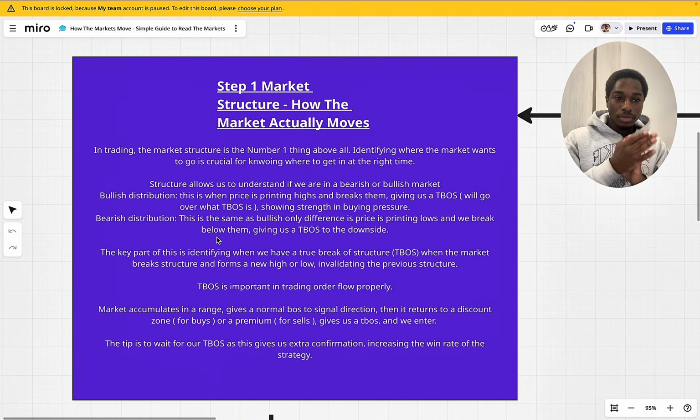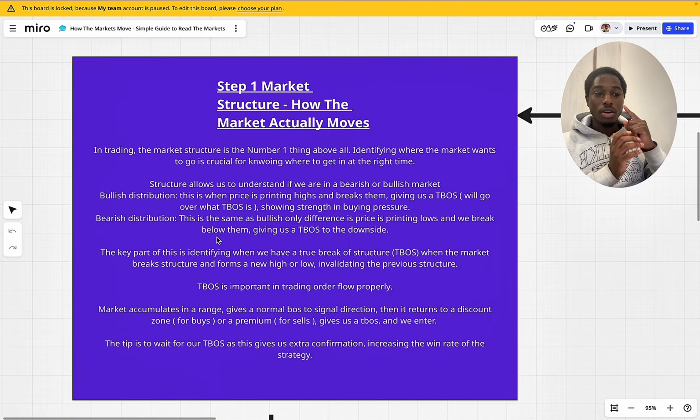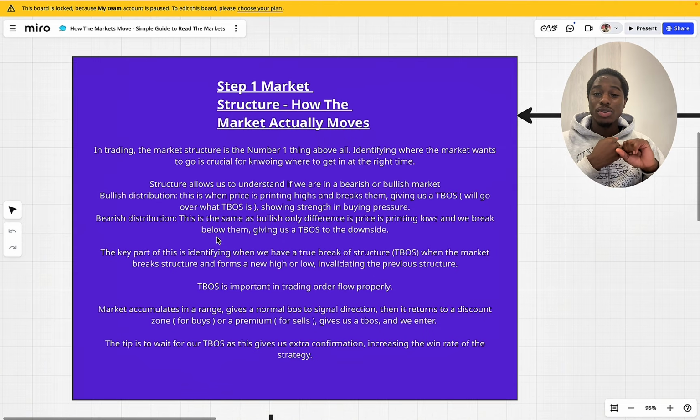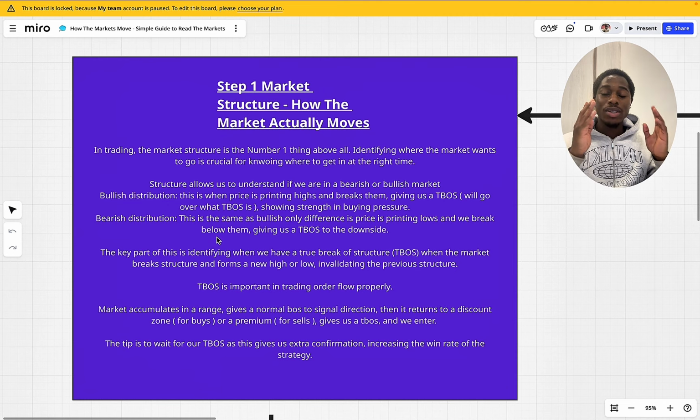Right, in trading, the market structure is the number one thing above everything. Identifying where the market wants to go is crucial for knowing when to get in at the right time. Knowing whether it wants to go up or down is the most important thing for you to know, like where and when to get in. Because if you don't know if the market's going to go up or down, you're not going to be getting in at the right time.